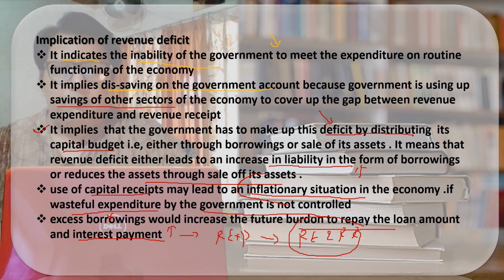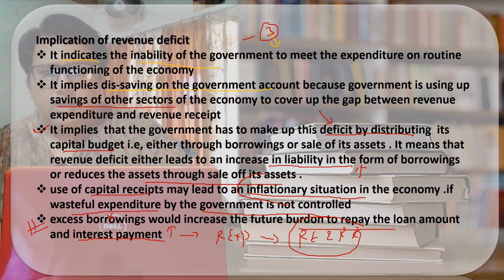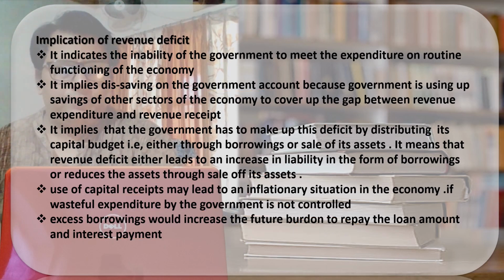The implications can be asked for 3 marks. That's a very important topic. This implication is very important, and this implication is also very important. These two implications can be asked separately. I hope the point is clear. Now let us discuss the measures which the government will take to remove revenue deficit.